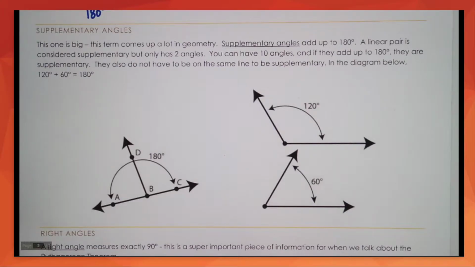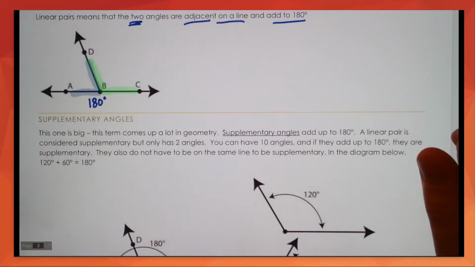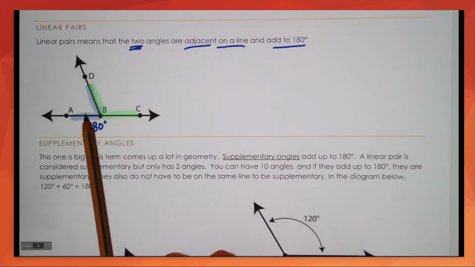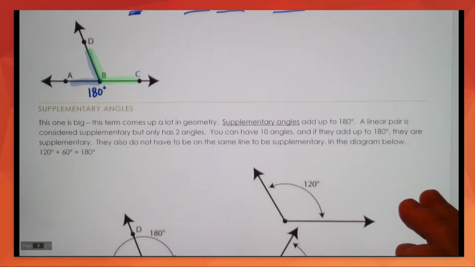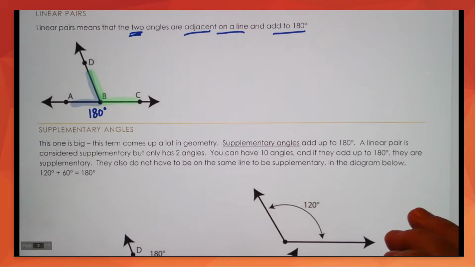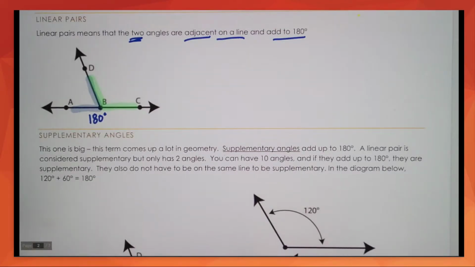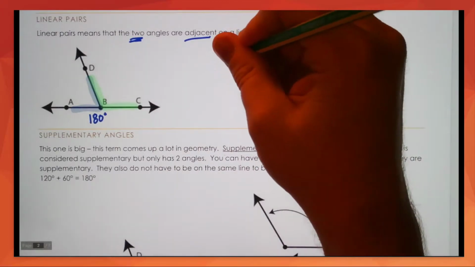So supplementary angles have to add to 180 degrees, okay? So if you go back to our last thing we talked about with the linear pairs, these are supplementary. They supplement each other. They add to 180, okay? So a linear pair is an example of something that is supplementary, okay? Now be careful, all right? This is very important. Be careful, because just because something is supplementary does not mean it is a linear pair, okay?